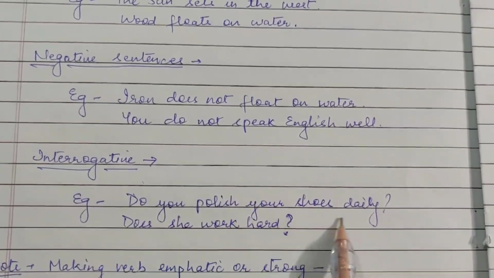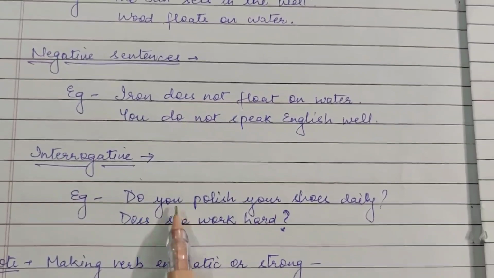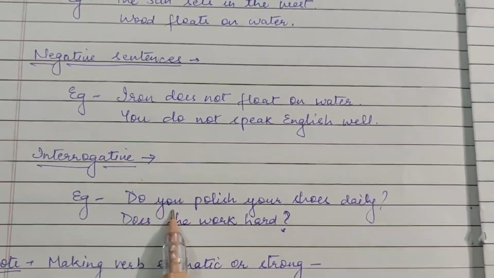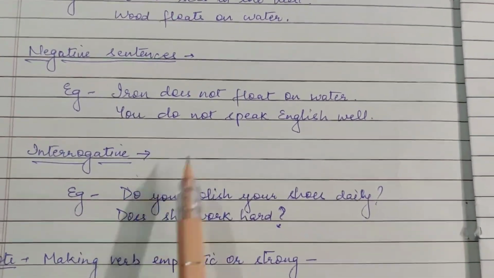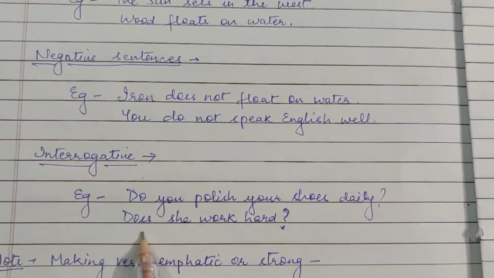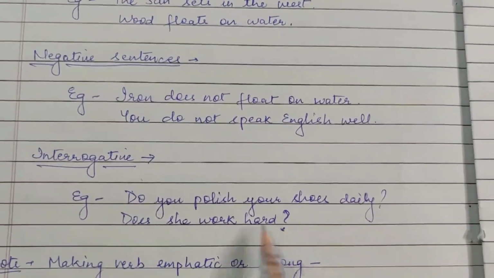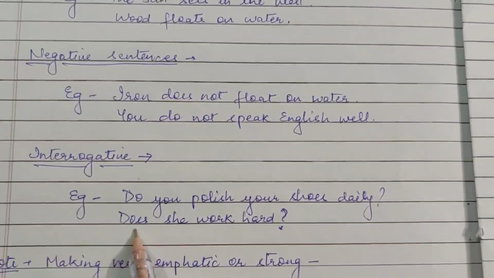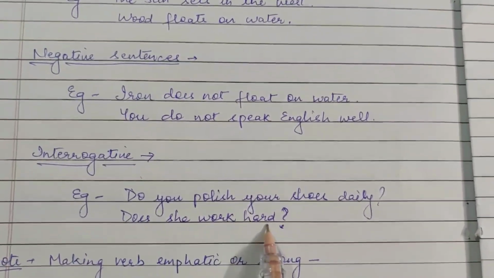Then again in interrogative, we do the same thing. Do you polish your shoes daily? We all know that the auxiliary verbs come before the subject when we change any sentence into interrogative. Similarly, does she work hard? So again, the auxiliary comes before the subject.